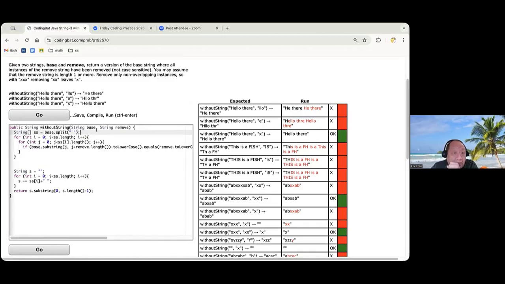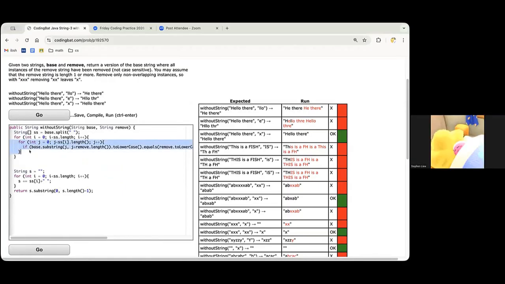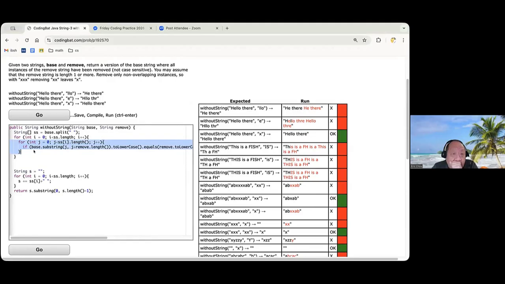Your for loop here doesn't work. The inner loop, right? Not the inner loop. The whole thing doesn't work.